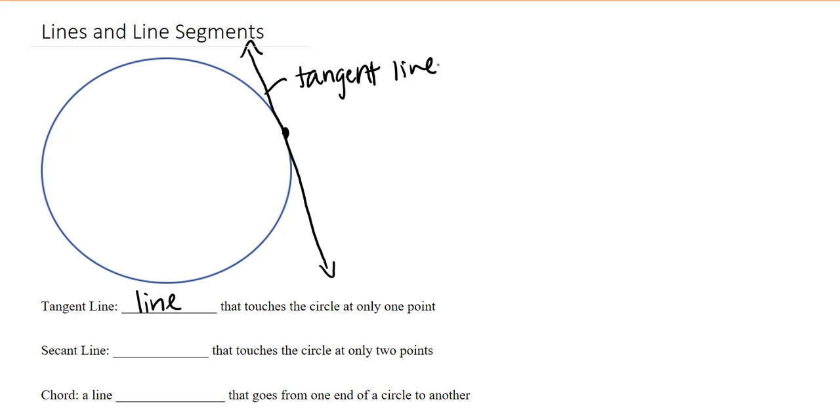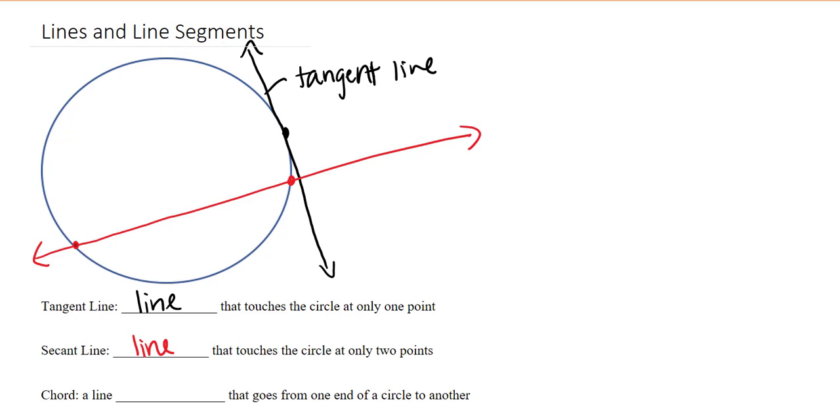Now our secant line is a line that touches the circle at only 2 points. So we can show it like something like this. So it's a line that keeps going, but it touches at these 2 points of the circle.